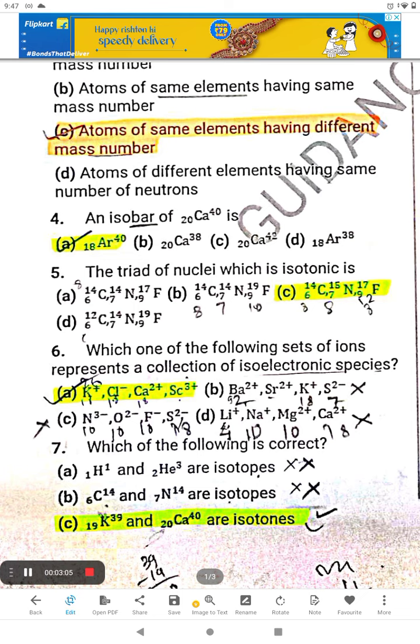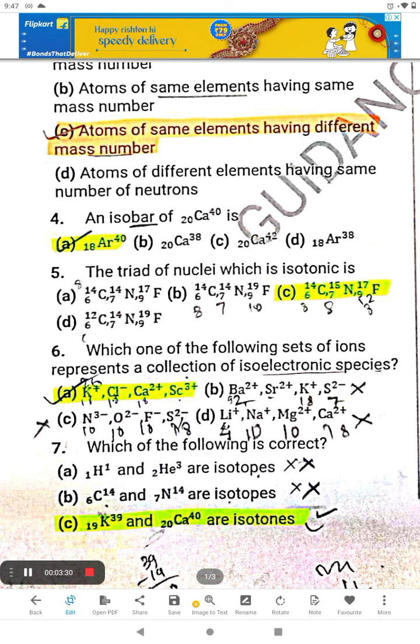C option, N3-, O2-, F-, S2-. Now see, N3- means what? 7 plus 3, 10. O2- means what? 8 plus 2, 10. Yes. F- 9 plus 1, 10. S2- means what? 16 plus 2, 18. So C option is also wrong because of sulfur 2-.